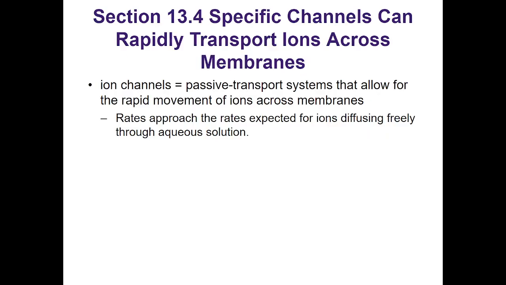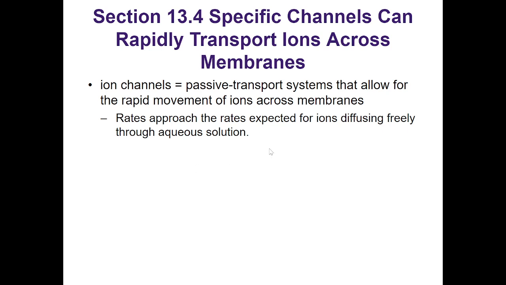Okay, so your specific channels, these can rapidly transport ions across membranes. We have ion channels. These are going to be passive transport systems that allow for the rapid movement of ions across membranes. Think a little bit like tunnels. The tunnels don't take energy to move stuff through them, right? They just facilitate the cars to move, okay? And so your ions are like your cars. They're going to be what provides the energy, usually by some sort of ion gradient, right? Sometimes set up by active transport, but sometimes not, okay?